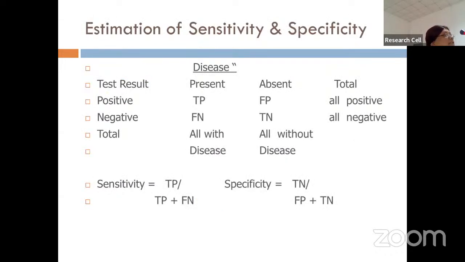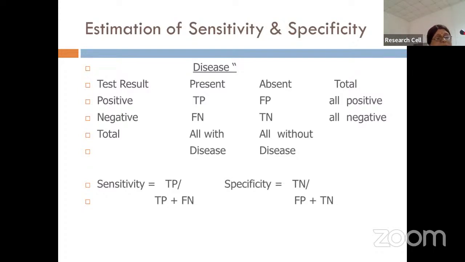So how to estimate this sensitivity and specificity? Can you see it properly? If the test result is positive and disease is present, it means it is true positive. If test result is positive and the disease is absent, it means it is false positive. If the test result is negative, but the patient is having the disease, it means false negative. And if the test result is negative and disease is absent, it means true negative.